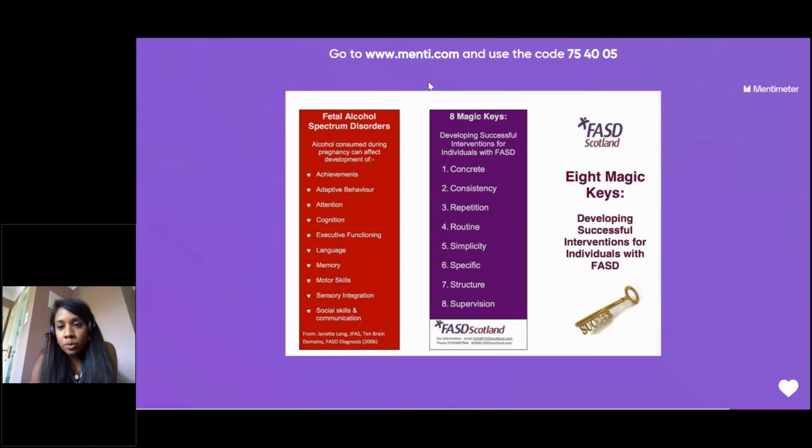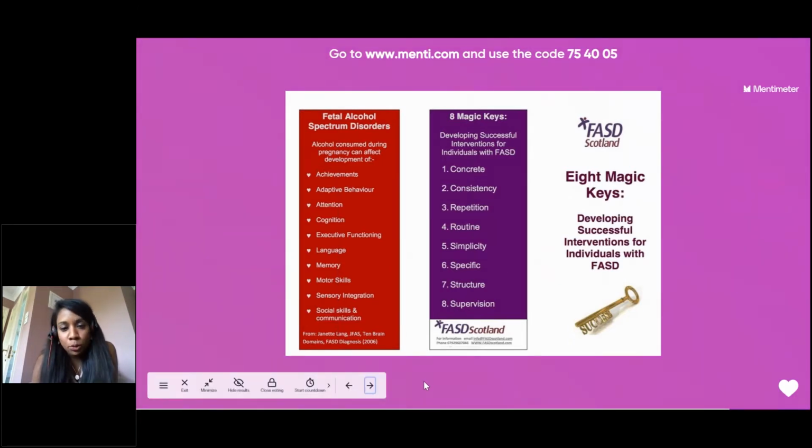But this is from Scotland. They talk about keys basically to unlocking that potential. So being really concrete and being consistent, repeating things, having routine and structure, which is really important for ASD, also for FASD, being very specific about what you want, so the children don't feel overwhelmed, and also having structure and supervision as well, because these children will be more vulnerable.